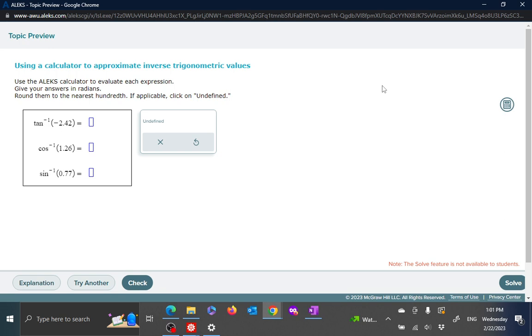Hi, welcome to our pre-calculus. This lecture is going to be super short. Using a calculator to approximate inverse trigonometric values. So you're just using a calculator, which is here, and approximate a bunch of inverse trig functions.